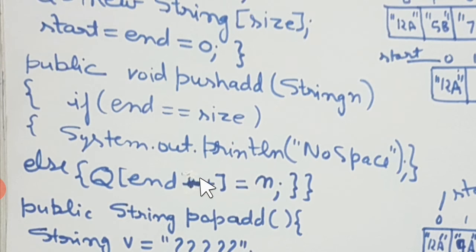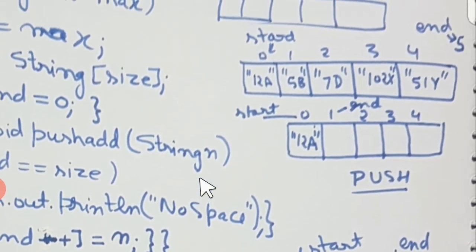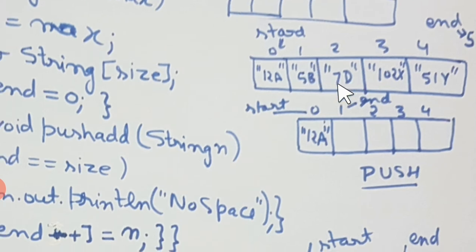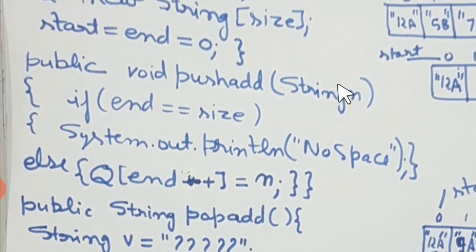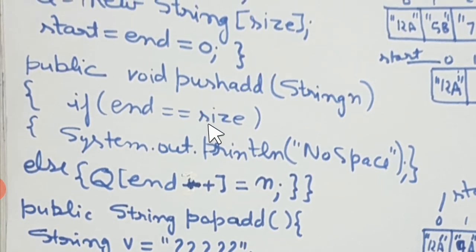Here, when the first data is entered, students, you can see 12A has been entered. After inputting the data, end has been increased by 1. Purposely I have put double quotes just to make you understand that all the elements of the array are string literals. After that, students, I told you the two-step process. You check end equal to size, that means it's full. Otherwise, simply write Q[end++] equal to n.